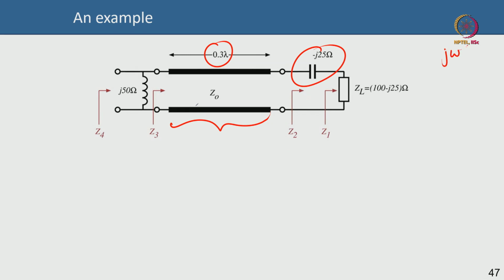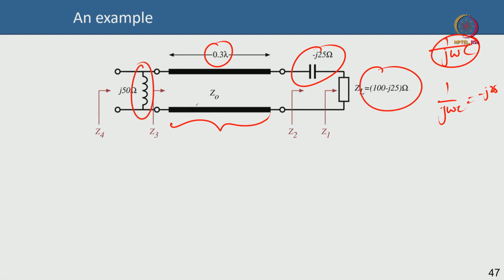Remember, this is j omega c. So that is minus 1 by j omega c. So 1 by j omega c is minus j 25 ohm at a certain frequency, I do not know what frequency. Then I have a parallel inductor, and then I have a load here. So the impedance looking at the load is Z1. After I add the capacitor in series, the impedance looking here, I am seeing Z2.